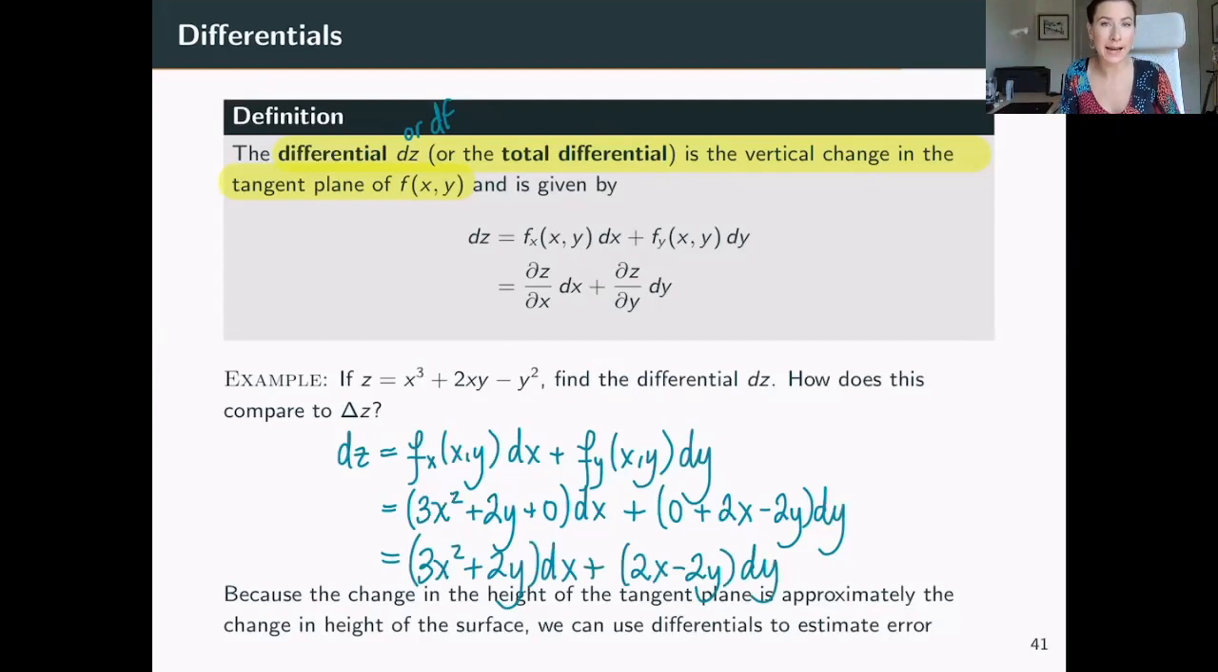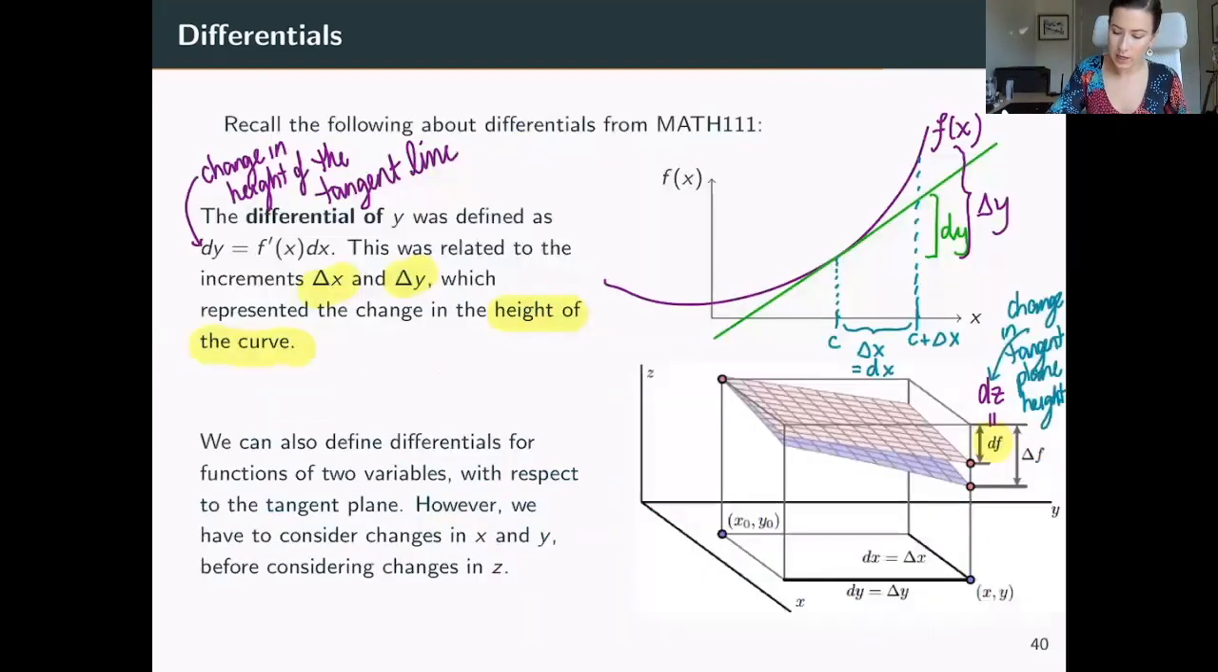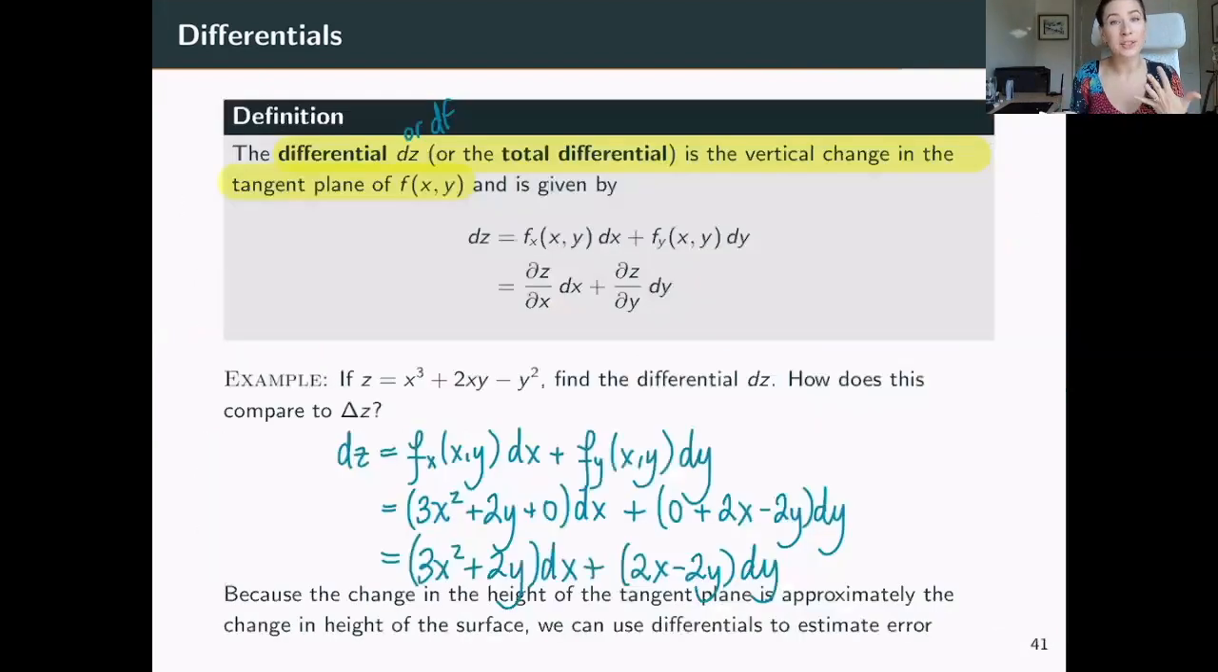Now, again, going back to this previous image, we notice we have that df, and we also have delta f. Delta f is the vertical change in the surface. So again here, just to rewrite this, df is the change in the surface, just like delta y was the change in the curve f of x. And those changes aren't very different.